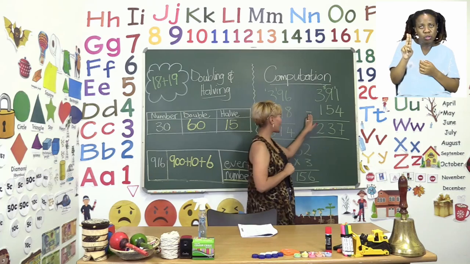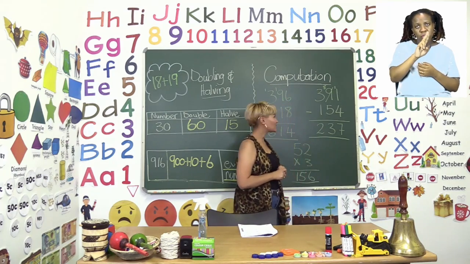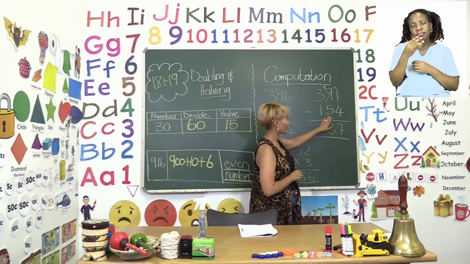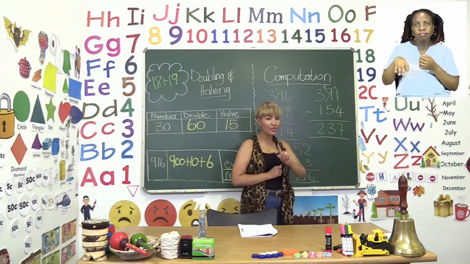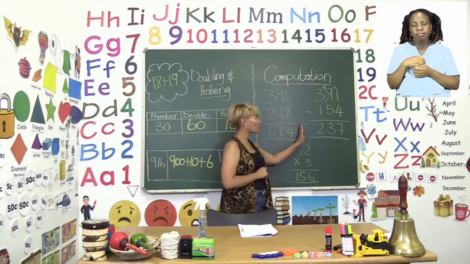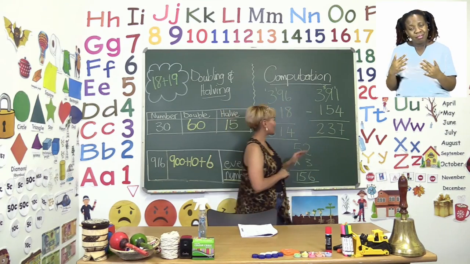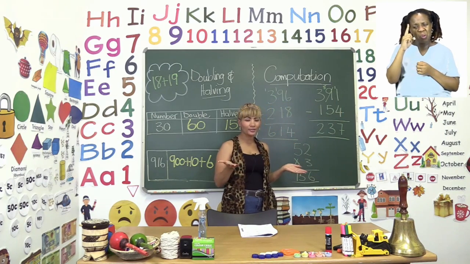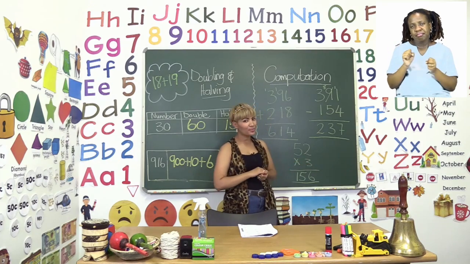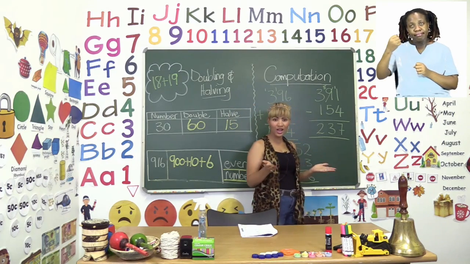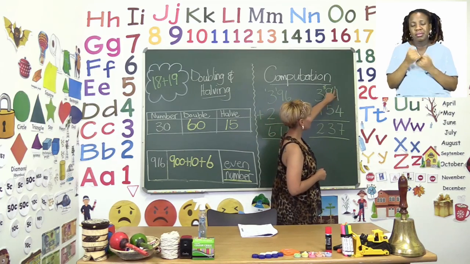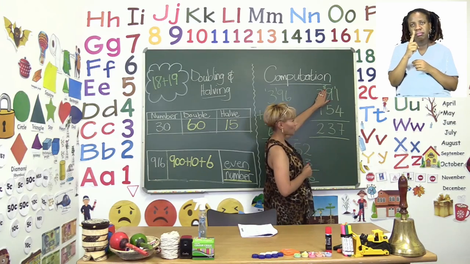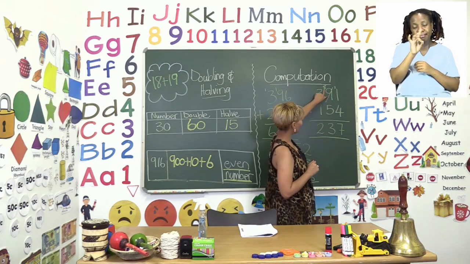Now let's quickly try a minus sum. This minus sum is 391 minus 154. Once again, everyone, we start with our units and we work our way back to our hundreds. Let's start with the first one, 1 minus 4. Now, can we minus 4 from 1? No, we can't, because 4 is bigger than 1. So what do we do now? We go to 9 and we borrow 1. So remember, when we borrow 1 from 9, we have 8 left over.